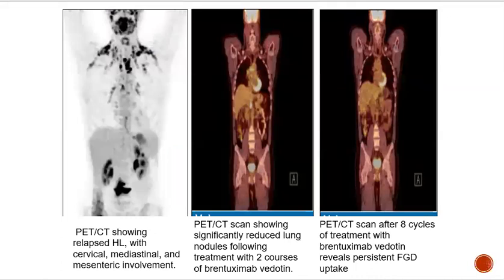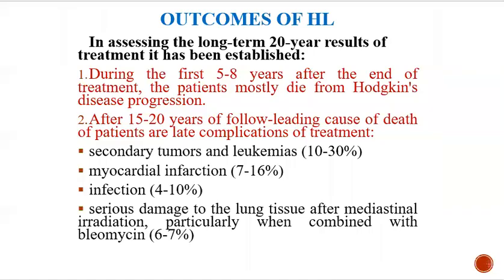On the PET scan, you can see this PET scan showing relapsed Hodgkin lymphoma with involvement of the cervical, mediastinal and mesenteric regions. This PET scan represents significantly reduced lung nodules following treatment with 2 courses of brentuximab, and here, after 8 courses of brentuximab, it reveals persistent uptake of the contrast despite the treatment.